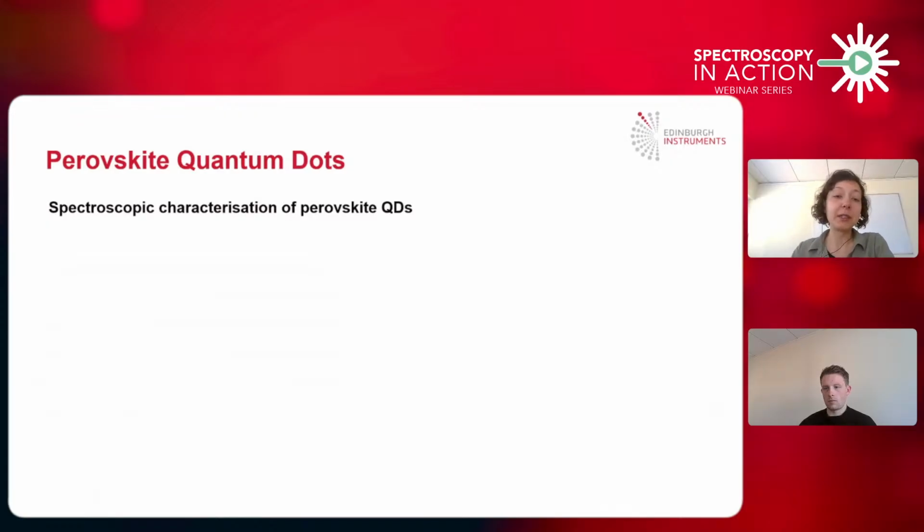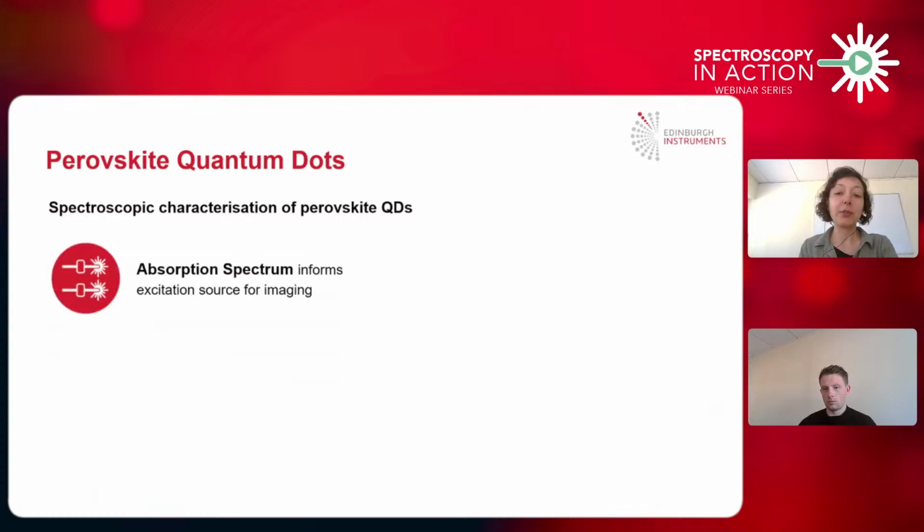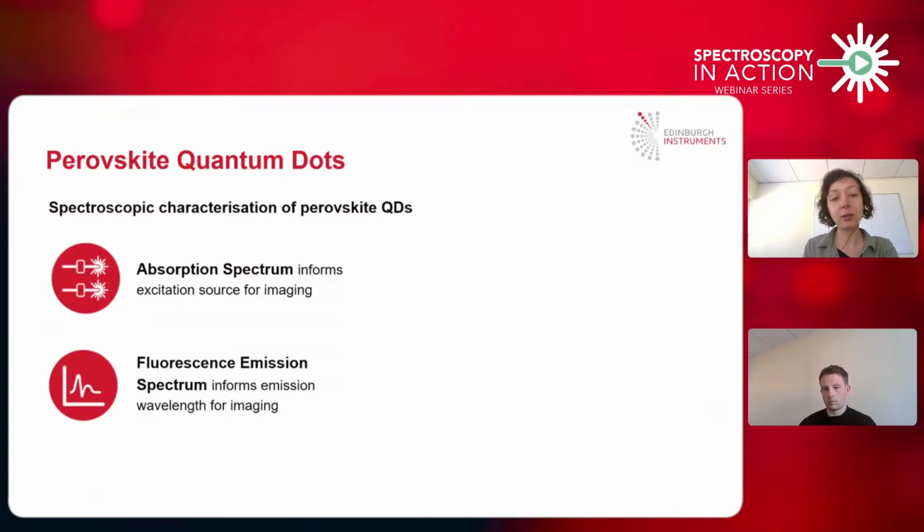So they're a novel emitter, and that means we need to characterize them with spectroscopy fully before we use them for imaging. So there's a series of techniques that we're going to use. First, the absorption spectrum is going to let us know at which wavelength they absorb, so we can use them for an imaging experiment. The fluorescence emission spectrum is going to tell us at which wavelengths to image their emission.